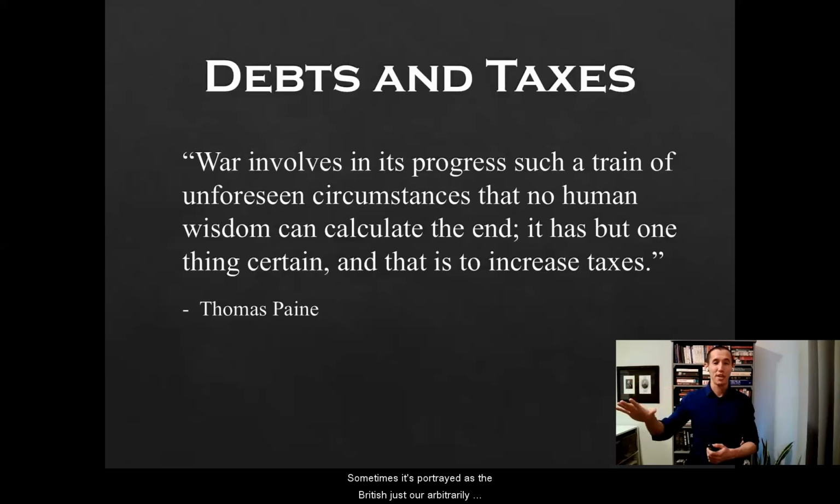Sometimes it's portrayed as the British just arbitrarily taxing the colonists, and nothing about the taxes was arbitrary. Every tax that they tried in the colonies, they already had in England, and the people in England were being taxed. So England decided, well, shouldn't the colonists help pay for this? And that is why England, beginning in 1763, is the one that starts changing the more than 100 years that had been working so well.